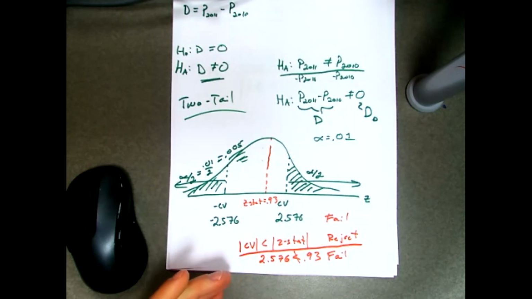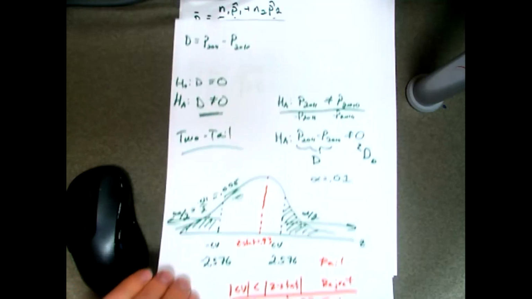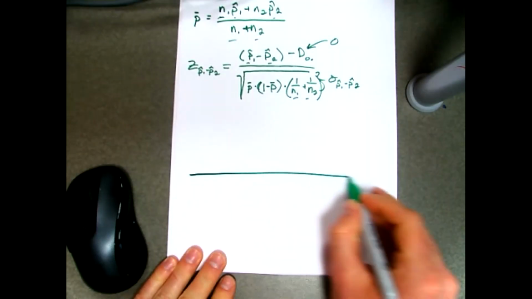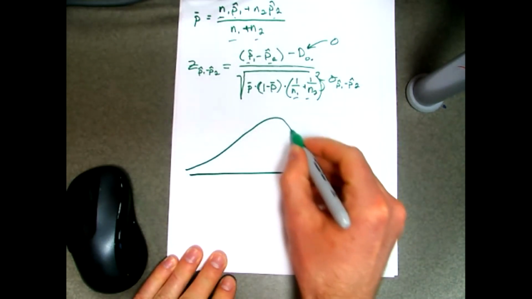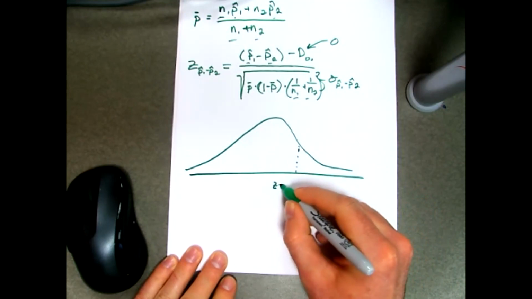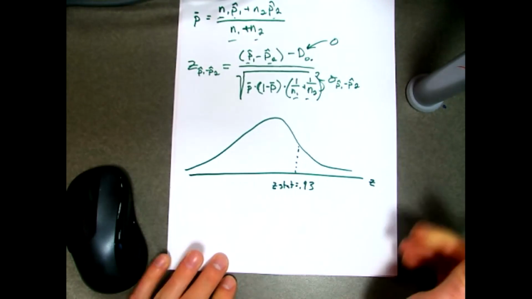So really, other than the test statistic, the steps are all the same as we've been doing. So I'm going to draw this out on a separate distribution here, where I don't have my critical values up there. I'm just going to have my test statistic. So here was that z statistic of about 0.93.